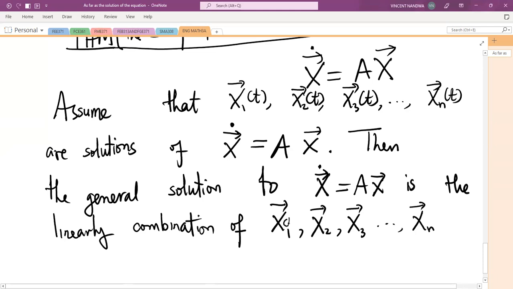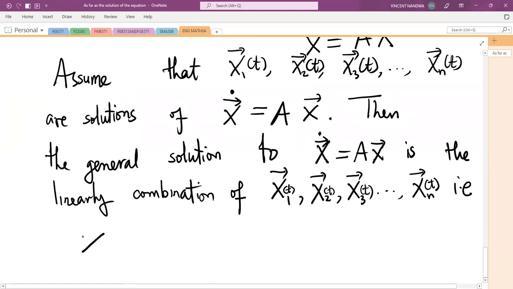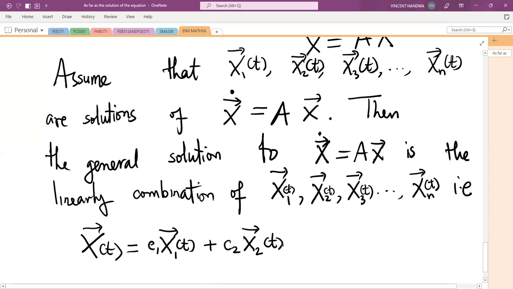Of course, these are functions of time, i.e. x of t is given by c1 x1 of t plus c2 x2 of t plus c3 x3 of t, up to plus cn xn of t.